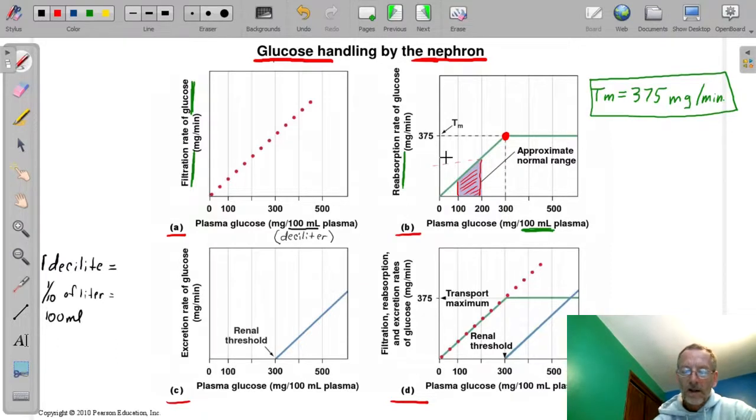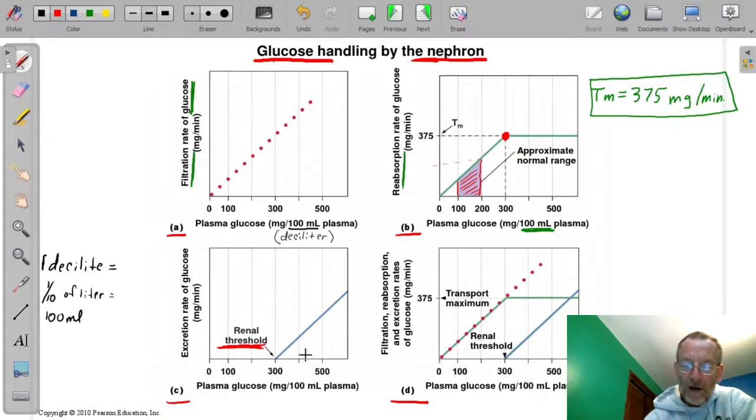Okay, let's go to C. Again, the horizontal axis is the same for all of these figures. It's just plasma level for glucose. But this figure is showing the excretion rate. And excretion is how much is excreted, removed from the body. And it starts at 300, once we exceed the renal threshold, which was 300 milligrams per deciliter. So there's our renal threshold. We can't absorb any more. The kidneys can't. At that point, the excess starts to be excreted.